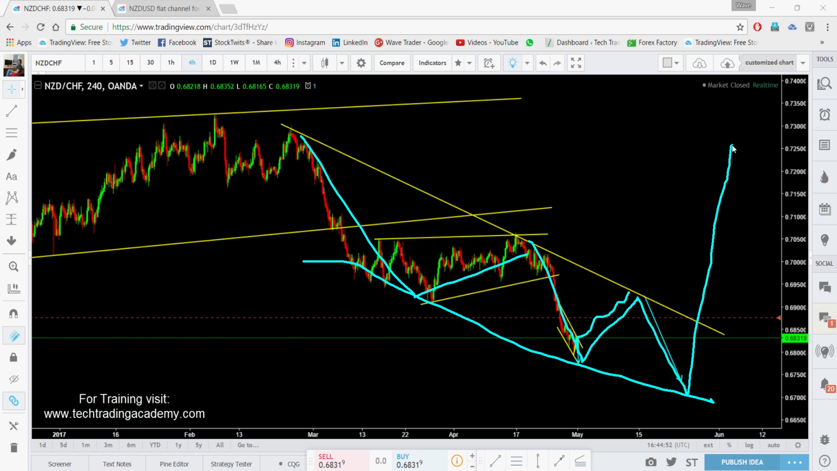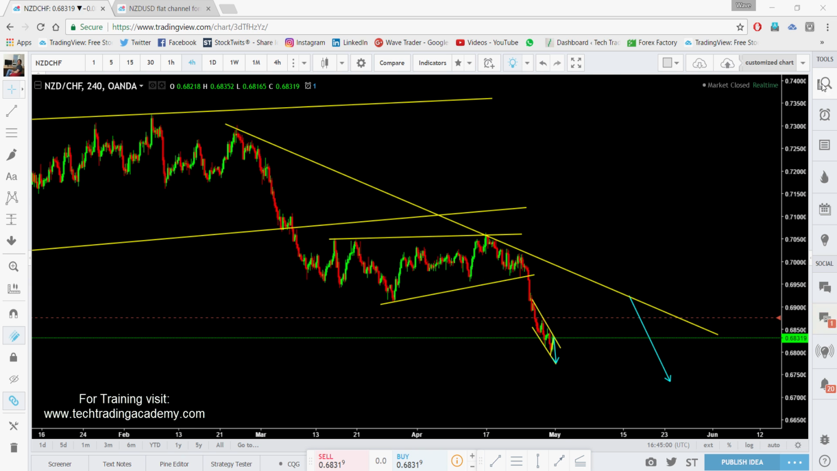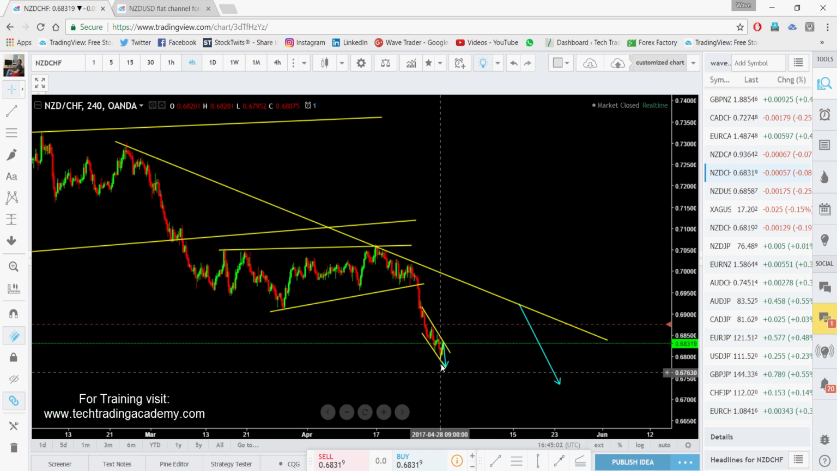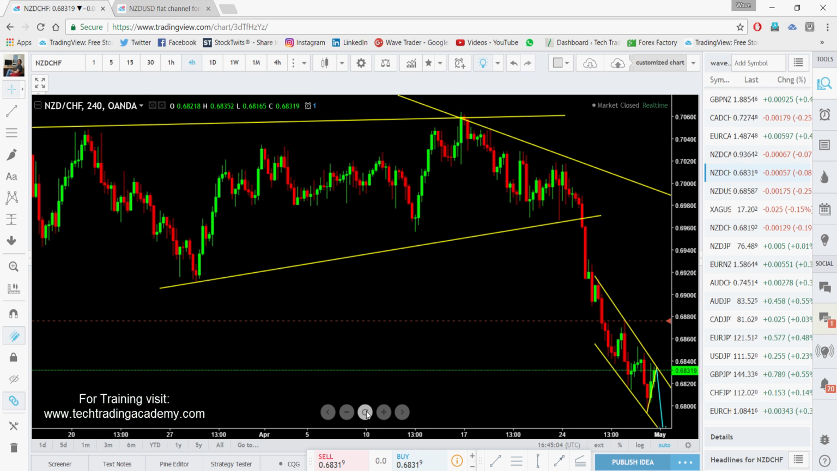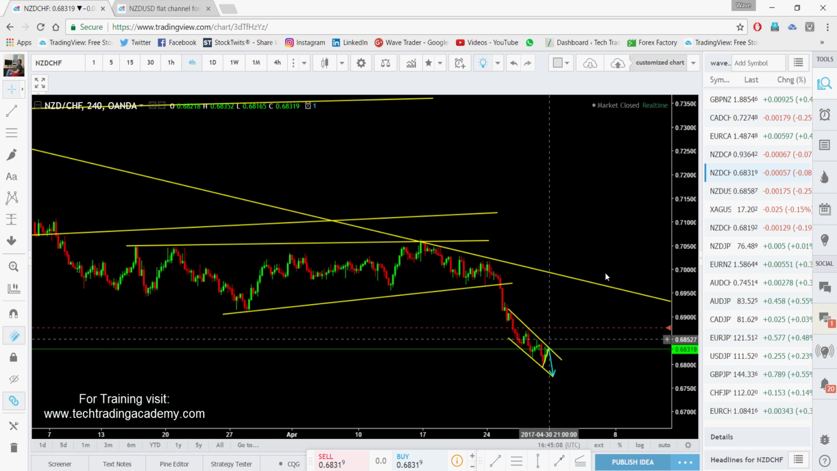Then back to the top again. Channel formation. Descending channel or falling wedge. Yeah, so we'll see that. So the short-term trade to the upside within that channel, the channel I have shown you, the falling descending channel.